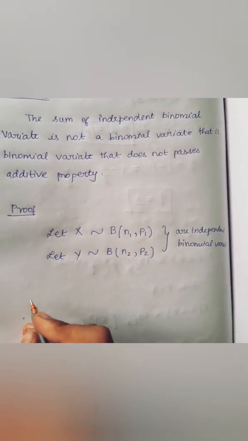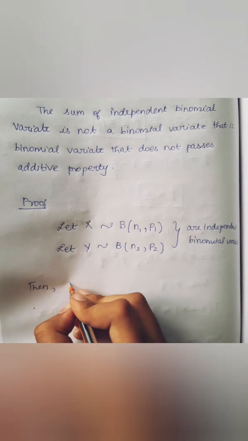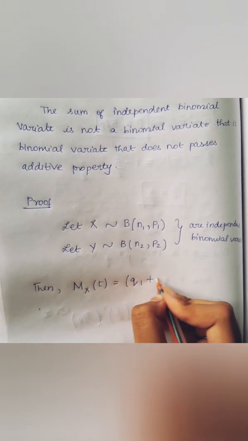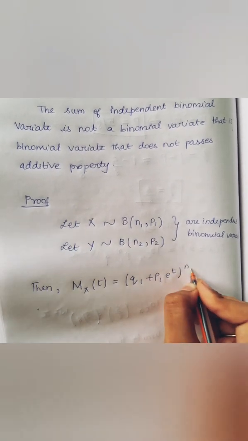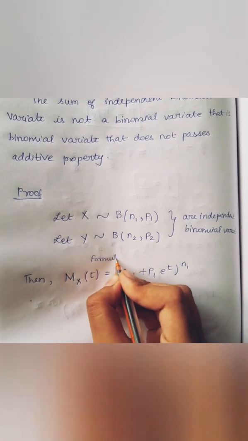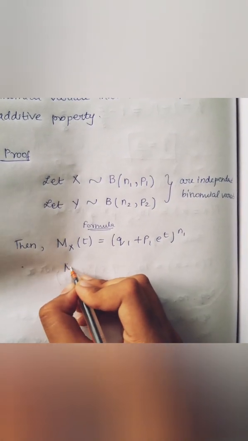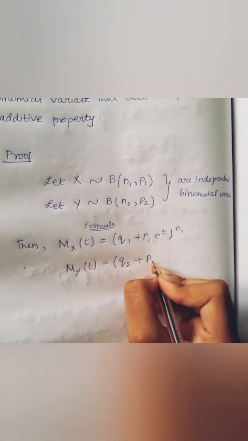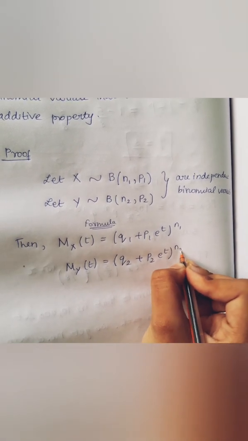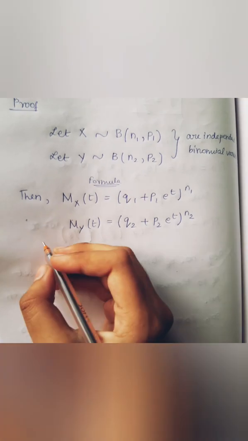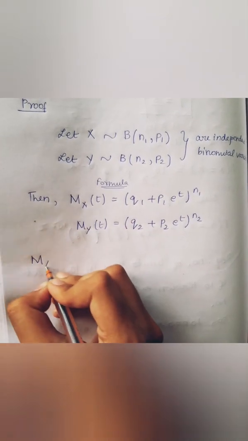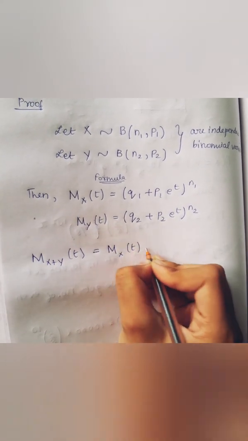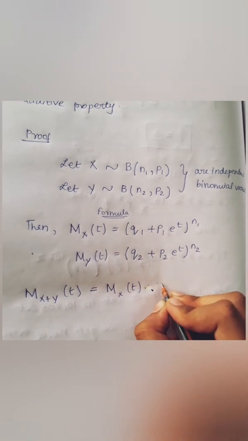Then M X of t, we have to use the moment generating formula. M X of t is equal to (q plus p e power t) the whole power n. So here there are two terms, so we are using q1, p1 and n1. Likewise we are writing for Y, M Y of t is equal to (q2 plus p2 e power t) whole power n2. So we are adding, M X plus Y of t is equal to the formula, this is also a formula, M X of t multiplied by M Y of t.